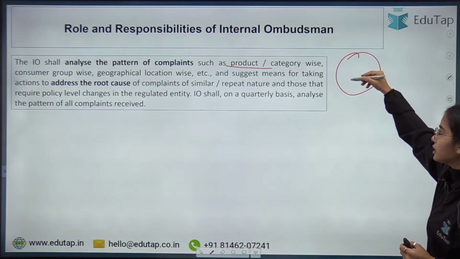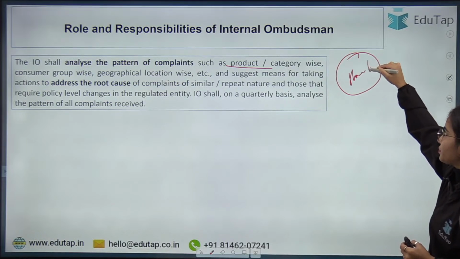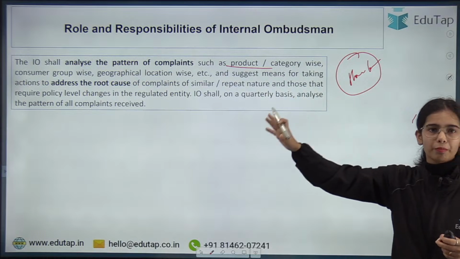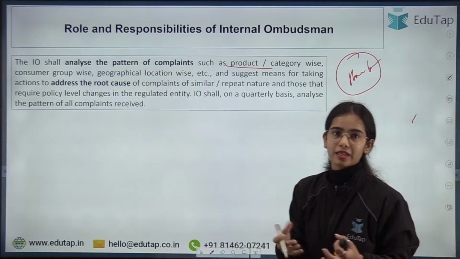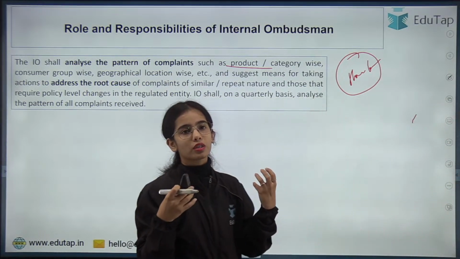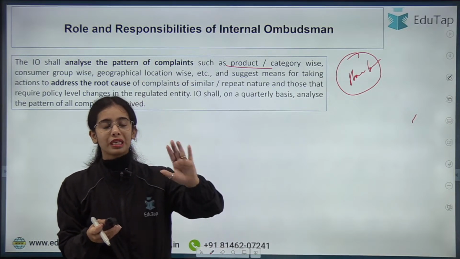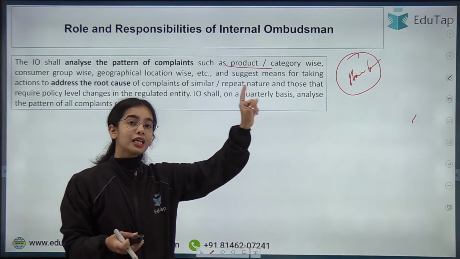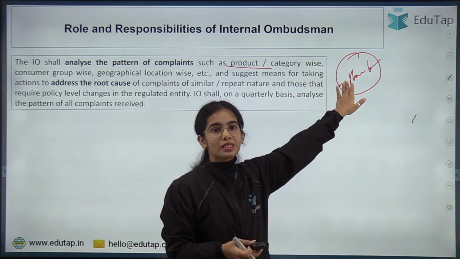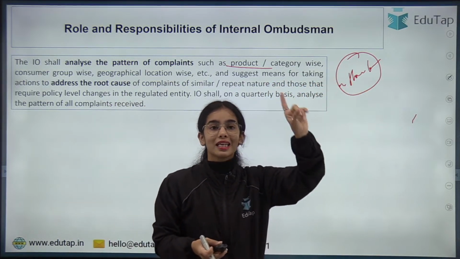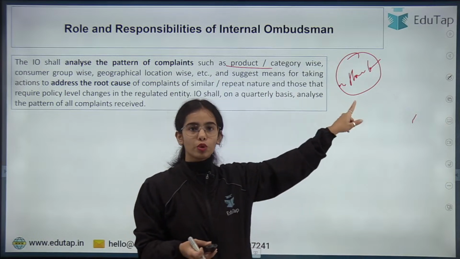Now, the internal ombudsman shall analyze the pattern of complaints. Let's say there are a huge number of complaints coming in the home loan category. There are no complaints or very few complaints in other categories like education loan or car loan, but a huge number of complaints are coming in the home loan segment. That means there is some problem in the home loan category.